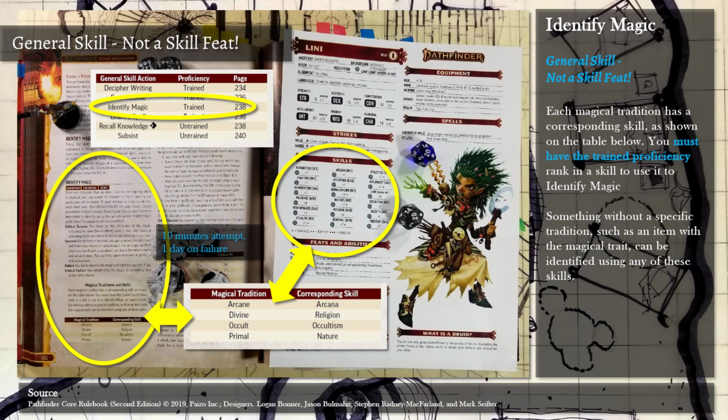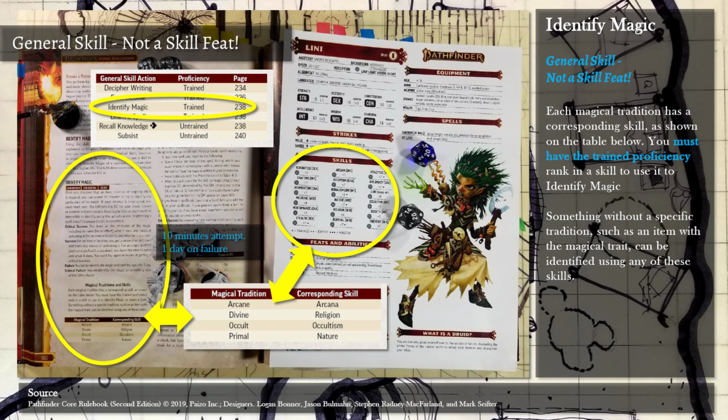So if we flip over to the next page, I think it's about page 238 or so. On 238 on the left-hand side, we see this is a general skill. It's not a skill feat, all right? It's a general skill. So decipher writing and recall knowledge. You've probably seen Jason and the streams that they're running on the Everflame. He's asking people to do recall. If you're living in the wilderness, you do subsist. So identify magic is one of these general skills.